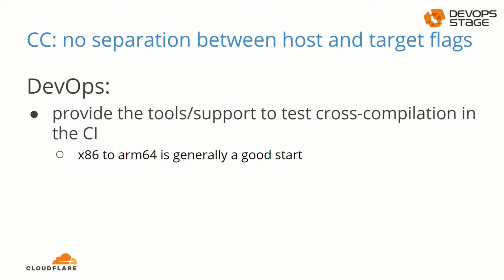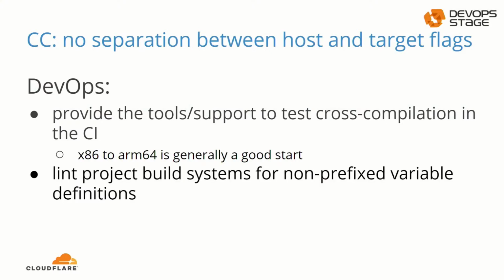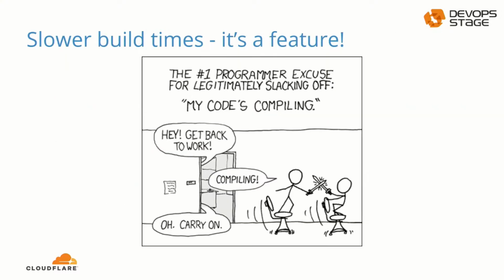DevOps can help here as well. In the case of iPXE, the build system supported cross-compilation, but it was fundamentally broken because probably they never tested it. So if you have some kind of CI infrastructure, even if you don't need it now, if you plan to use cross-compilation in the future, start testing the cross-compiler build from the start. And probably you can design some kind of linters and scripts which will scan the project build system for non-prefixed variable definitions, which do not conform to the advice I have given you before.